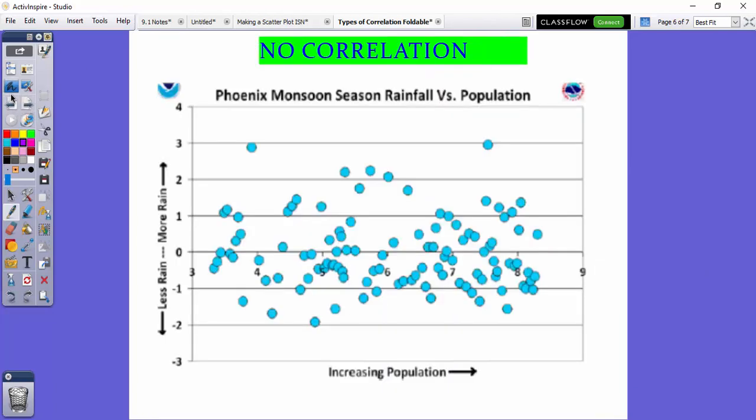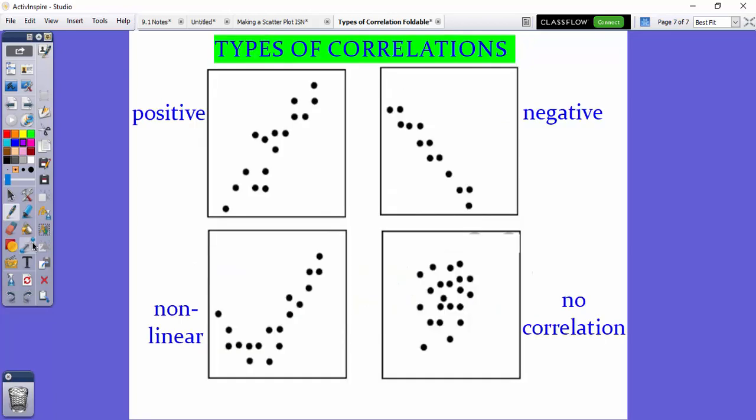And then the last type is when there's no correlation. So the points are just scattered all around. There is no trend in data. The points are not rising upwards to the right. They're not going downwards to be negative. It's not curved, it's scattered all over.